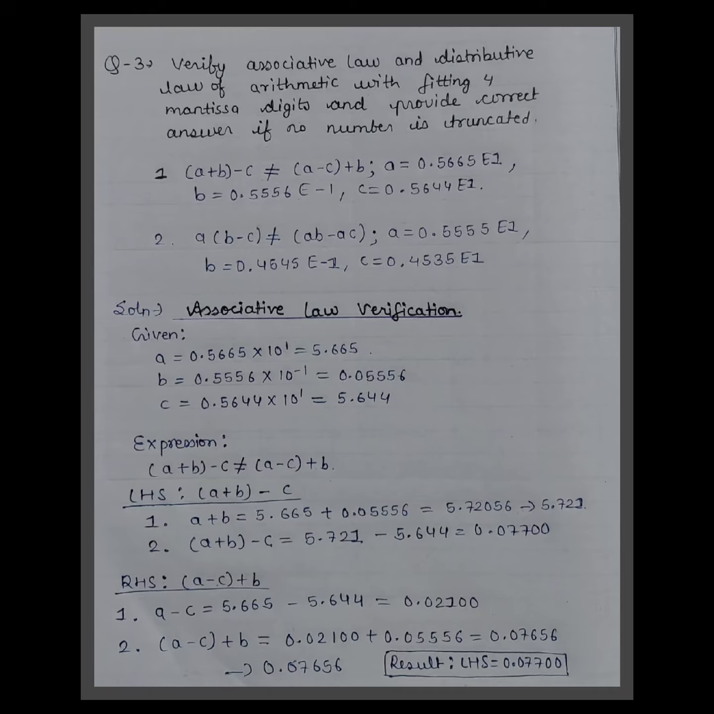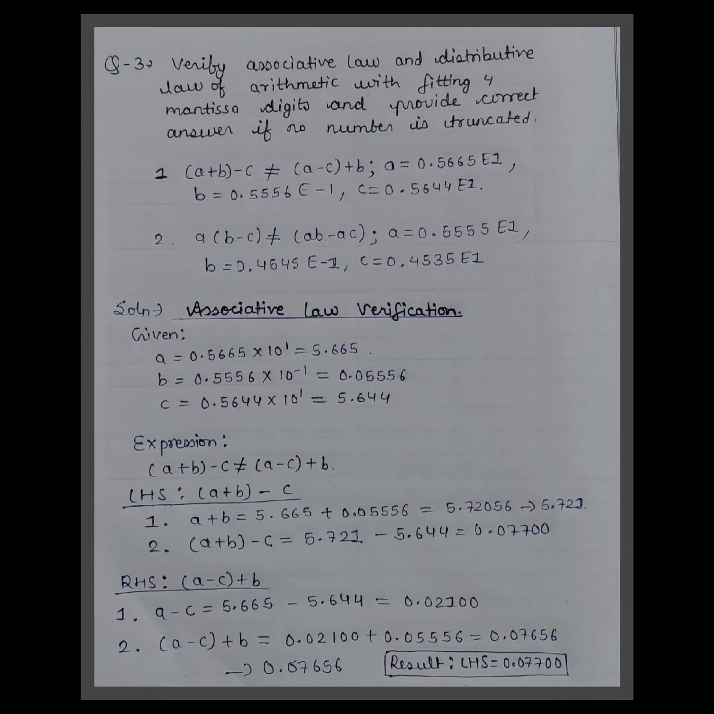Now the RHS, (a minus c) plus b. First, a minus c equals 5.665 minus 5.644 equals 0.02100. Second, (a minus c) plus b equals 0.02100 plus 0.05556 equals 0.07656. Result 0.07656. Now the resulting LHS equals 0.07700.